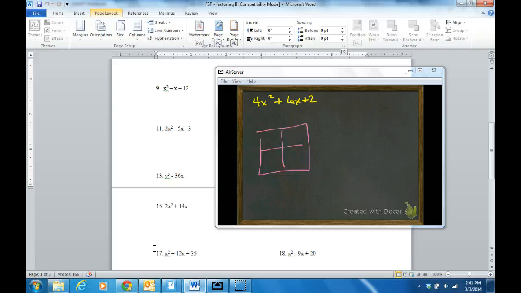Okay, so what goes in the left-hand column? Oh, wait a second. I cannot go yet on the box. What can I do first? What can I factor out? A 2! Alright, so we gotta take out a 2 first.